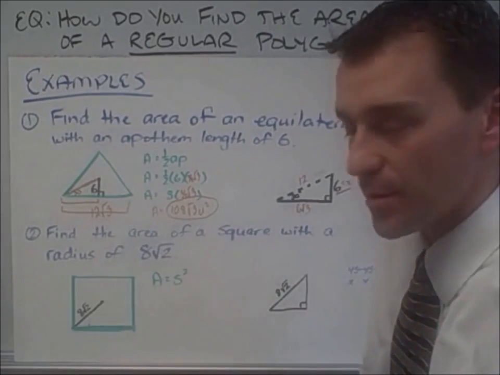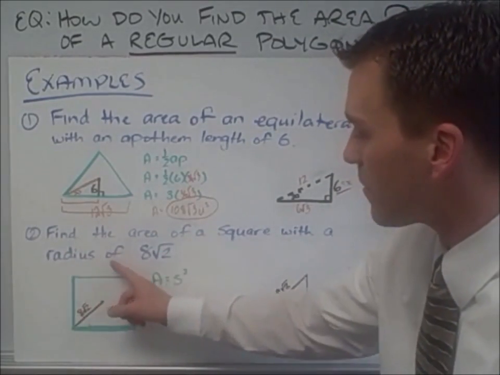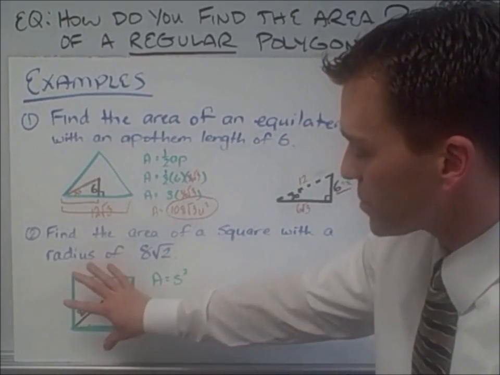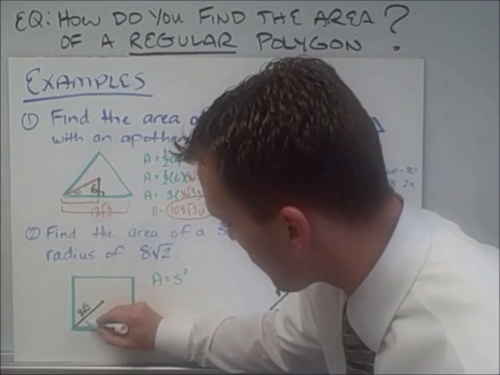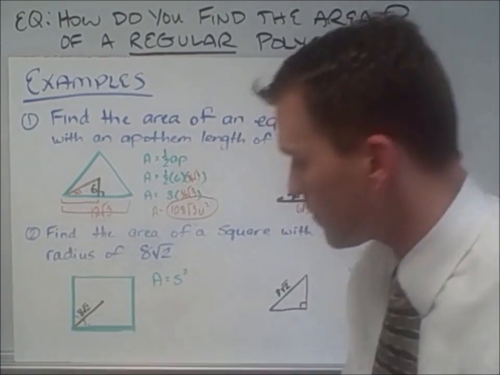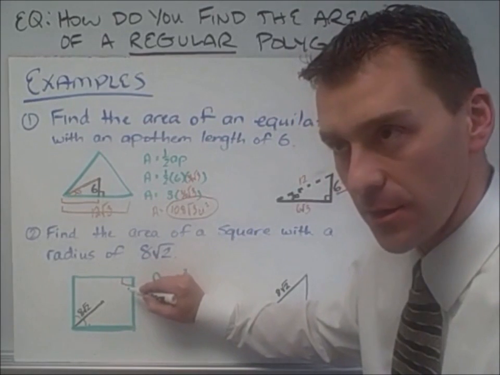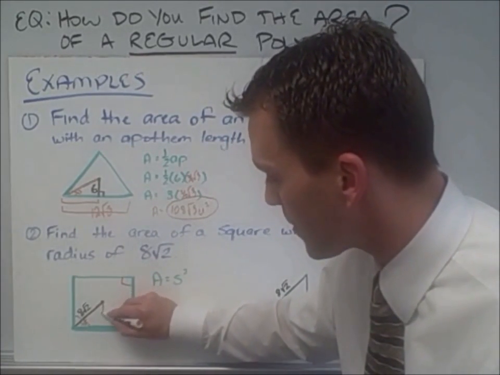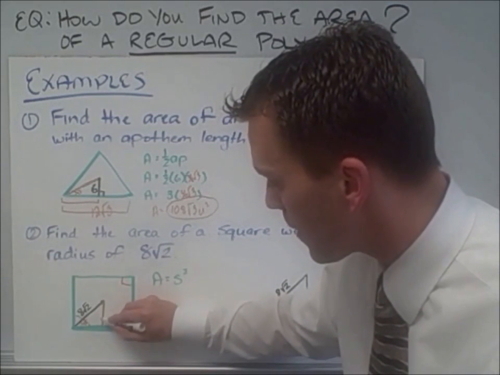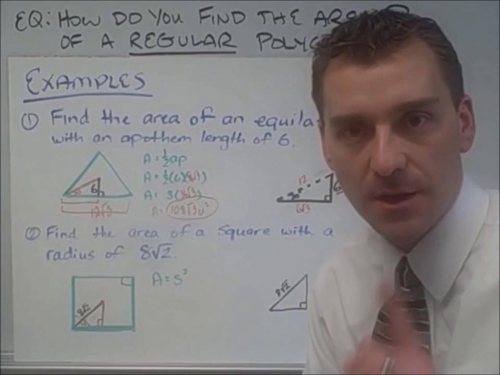All right, let's go to example number 2. Find the area of a square with a radius of 8 root 2. Well, here's your square, there's your radius. Now here's what I can look at. If I look at this radius, I know it bisects the angle. That's what a radius does. Boy, that's cool. I know all the angles of a square are 90, so if I bisect that, that's 45. Ooh. Now if I drop an apothem right there, making a right angle, that means I'm looking at a triangle. That's 45, 45, 90. Sweet.